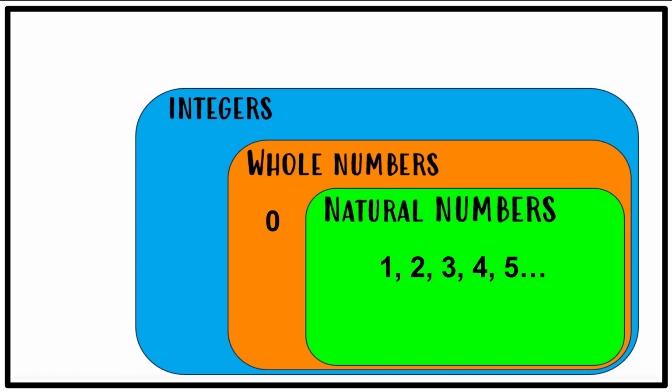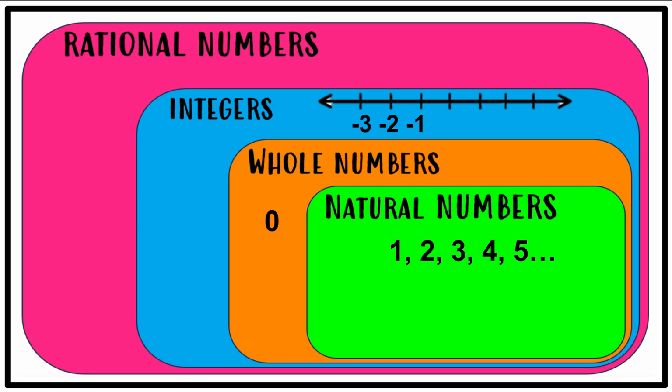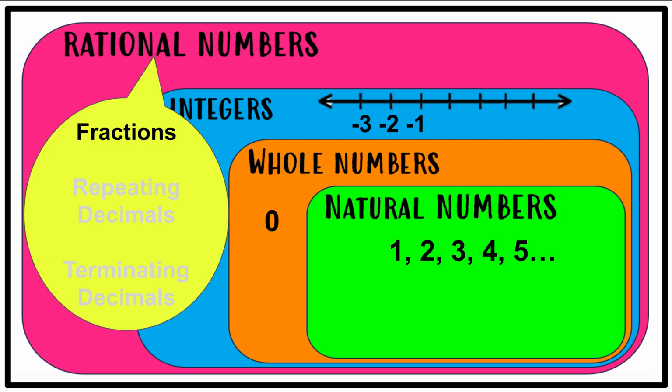One example I like to use to represent integers is a standard number line, where you see your negatives, 0, and positives. Integers are a subset of rational numbers. Notice how natural numbers, whole numbers, and integers, being their own sets, are still part of rational numbers, making them subsets. Rational numbers also contain fractions, repeating decimals, and terminating decimals.